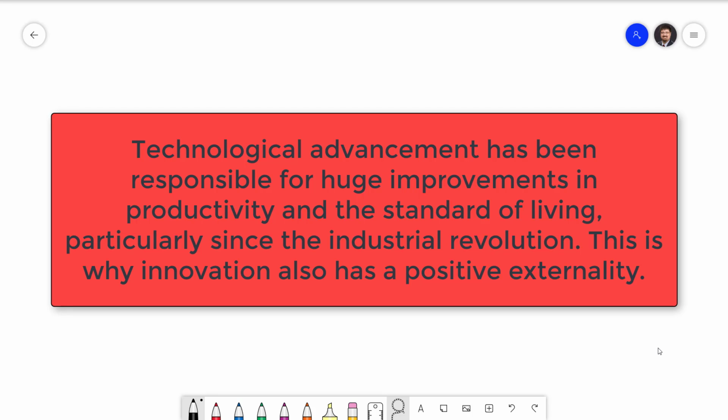While innovation is often privately motivated, the positive externality associated with it means that society benefits more than the individual does. And so the private incentives to innovate are not sufficient. For this reason, the government has an important role in promoting innovation as well as disseminating it throughout society.